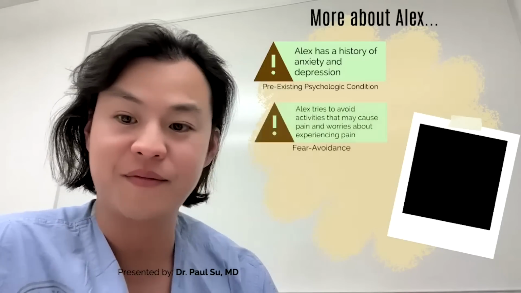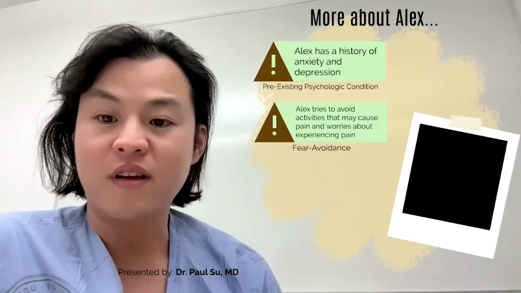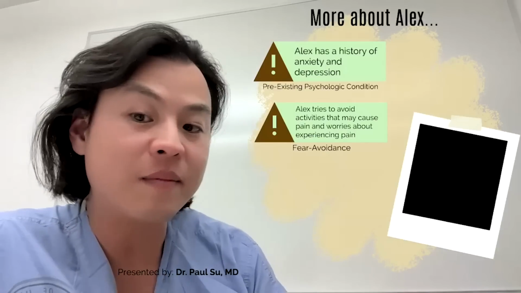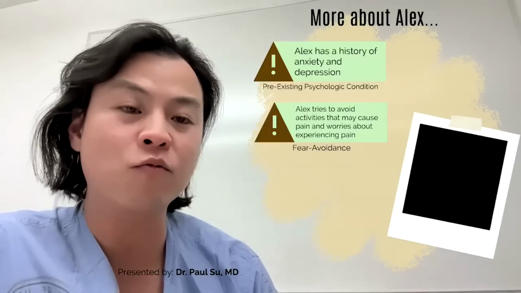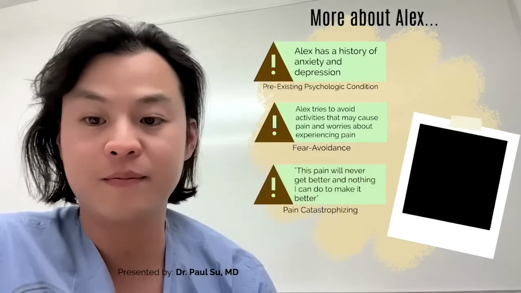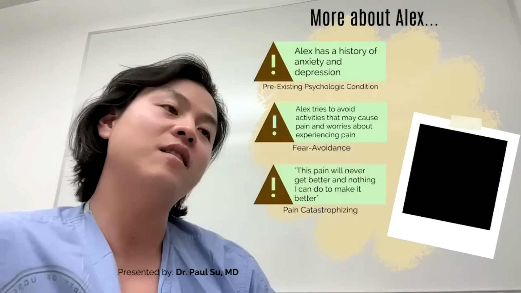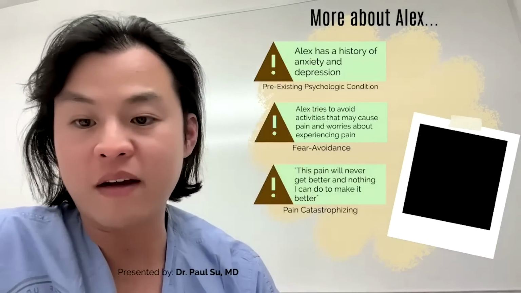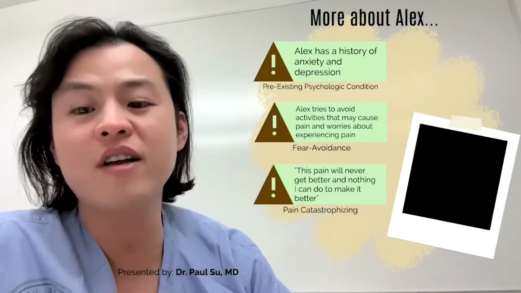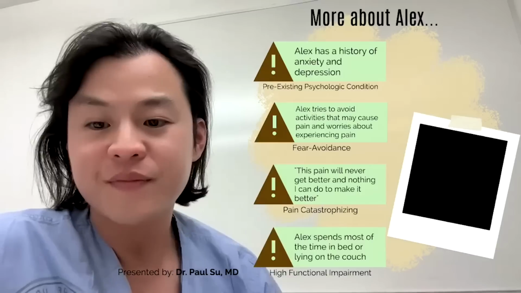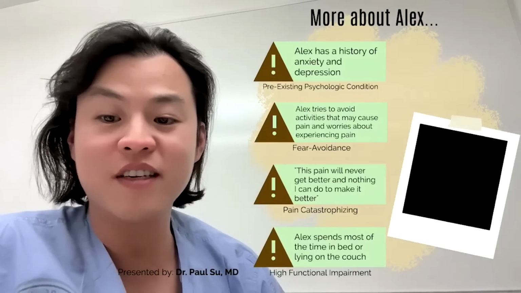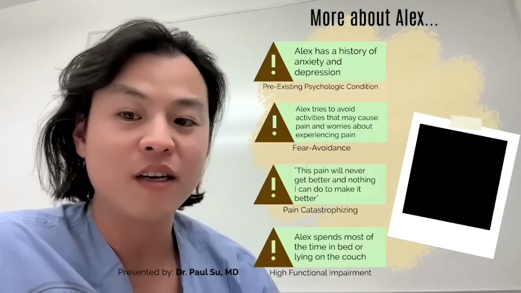So, a little more about Alex. Well, Alex has a history of anxiety and depression. Whenever Alex thinks about the pain, Alex tries to avoid activities that cause pain and is always worried about things that could precipitate it. When you ask Alex how they think about the pain, they say that the pain will never get better. There's nothing I can do to make it better. Woe is me. And Alex spends most of the time in bed or lying on the couch.